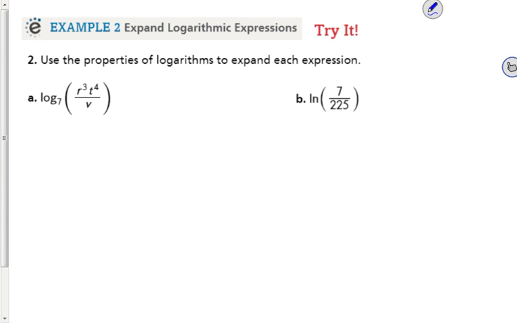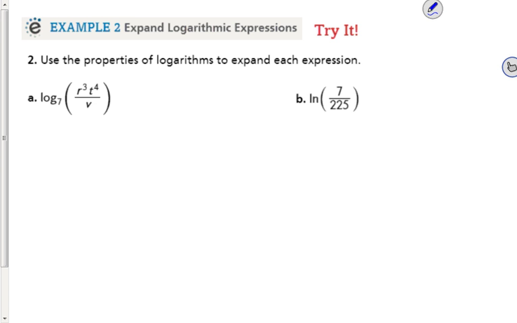Part A, log base 7 of r to the third times t to the fourth divided by v. Well, this is actually a pretty complicated example because we have multiple things happening. We have multiplication right there. That means at some point we're going to want to use the product property. We also have division, dividing by v. That means at some point we're going to want to use the quotient property. And we also have some exponents on the r and the t. So at some point we're probably going to want to use the power property. This example is going to include all 3 log properties.